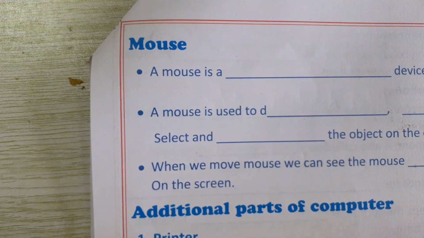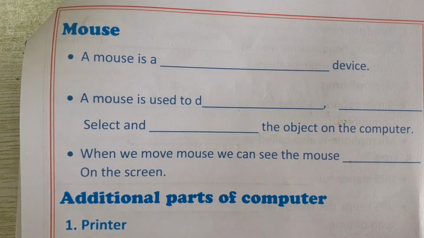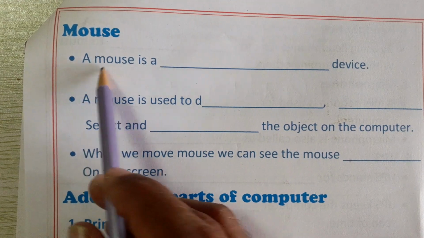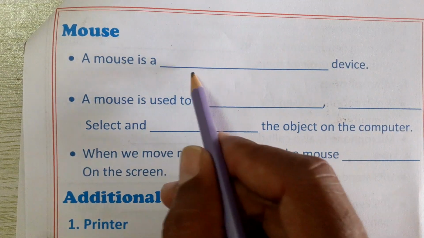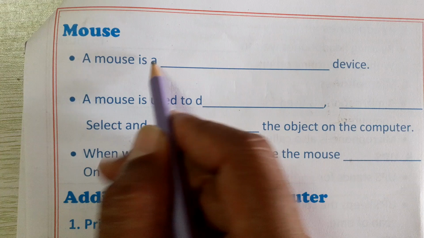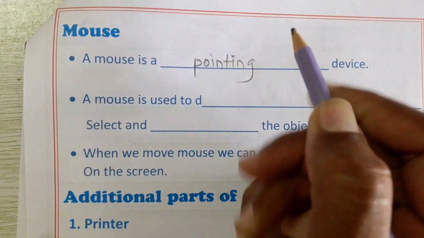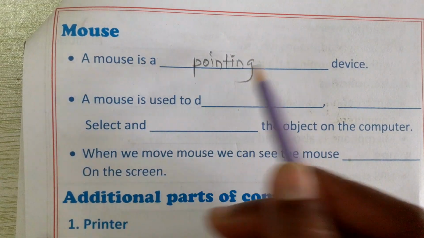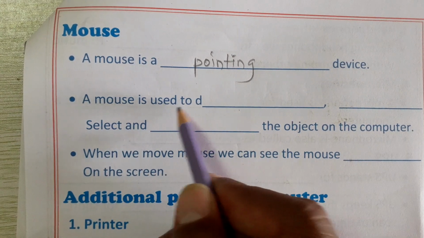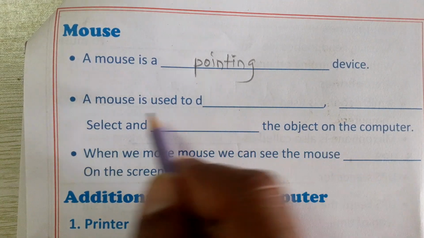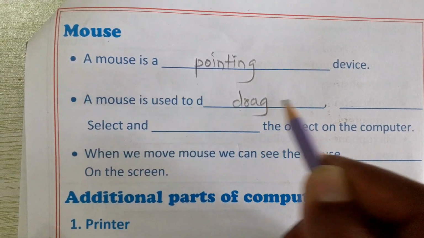Now next, mouse. What is a mouse? A mouse is a pointing device. Understand? A mouse is used to drag.